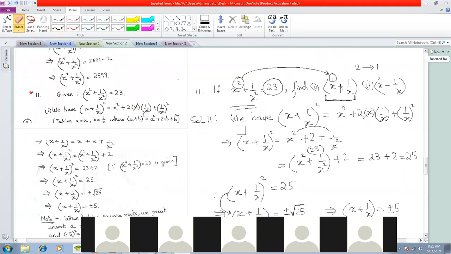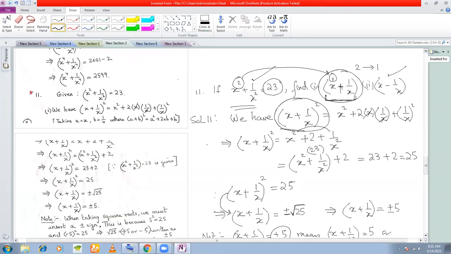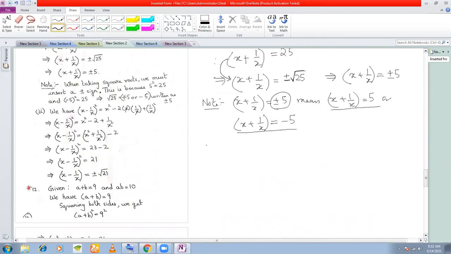Now see here, second part is x square plus 1 by x square is given to you as 23. We want to find out x minus 1 by x. Now see, in this part, when we wanted to find out this x plus 1 by x, what did we do? We started with the square of x plus 1 by x whole square, isn't it? Now we want to find out x minus 1 by x. So we start with the square of x minus 1 by x. So we have x minus 1 by x square.